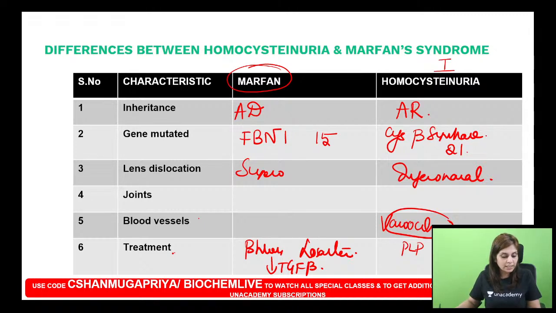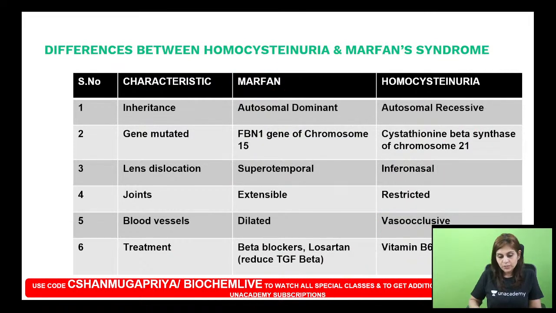So are you clear about the differences between Marfan's and homocystinuria? This is the tabular column that I will provide to you as a PDF in the Telegram group. So download this and read it thoroughly. So what are the differences between Marfan's and homocystinuria?